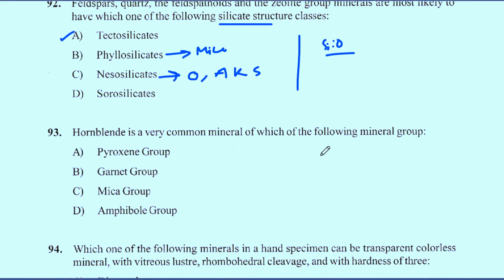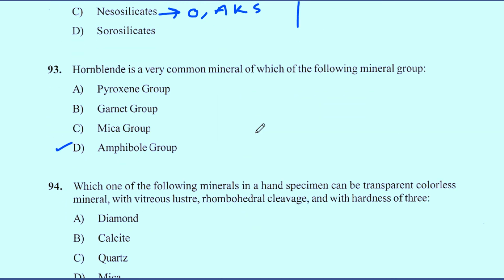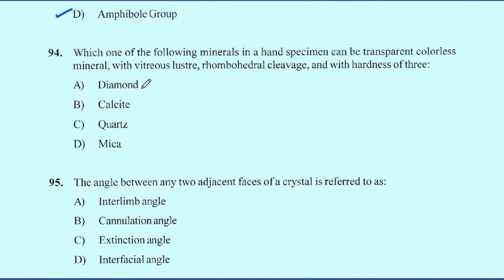Hornblende is a very common mineral in which of the following mineral groups? Hornblende is a mineral of amphibolite, a simple question.